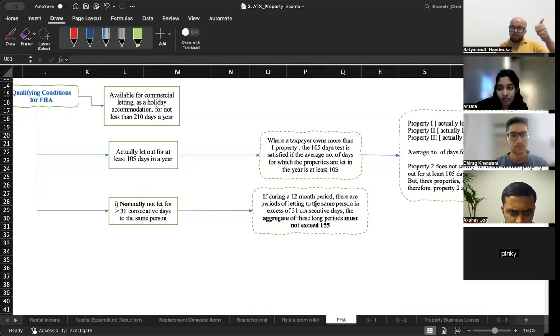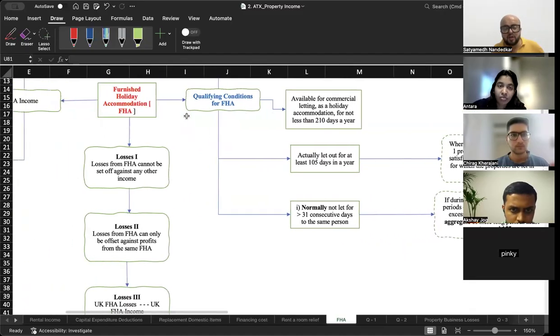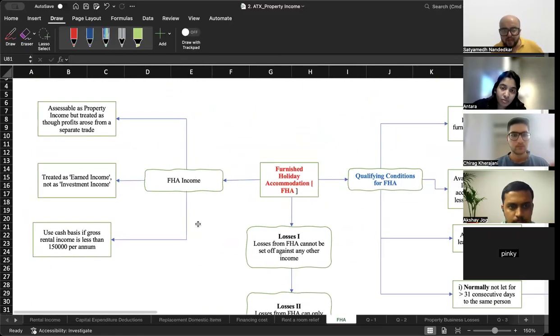Four conditions: property situated in UK or EEA, available for commercial letting for at least 210 days, actually let out for at least 105 days, and normally not let for greater than 31 consecutive days to the same person. If these conditions are fulfilled, then it is a furnished holiday accommodation. And what is FHA income?